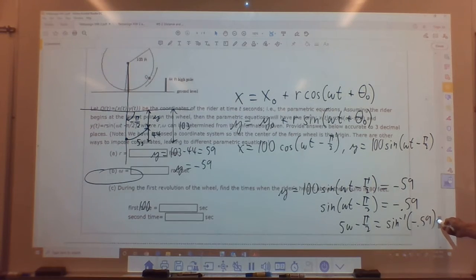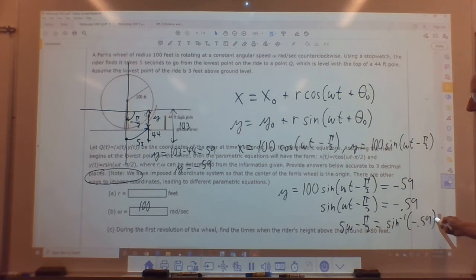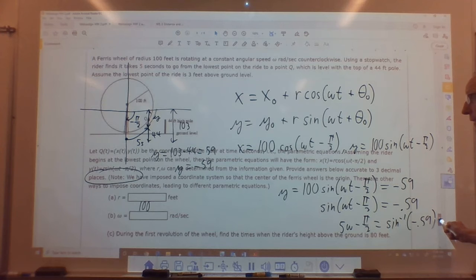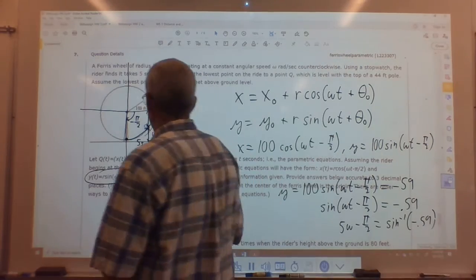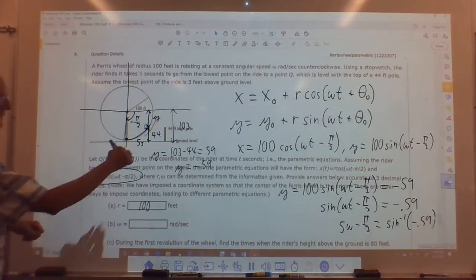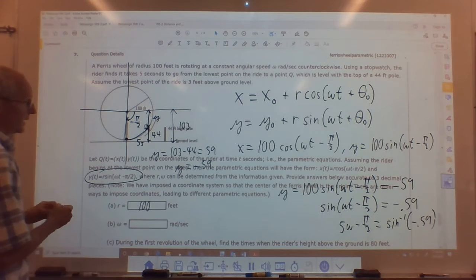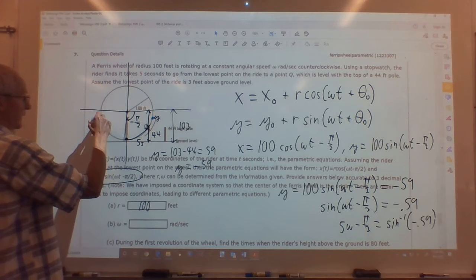They want to know when the rider's height above the ground is 80 feet, the first time and second time. So if we look at our picture, let me get it back there. We want to know when it's 80 feet. So there's 44 feet. So 80 feet is going to be something, I'll use a different color here. 80 feet is going to be somewhere up here and somewhere up here, right?